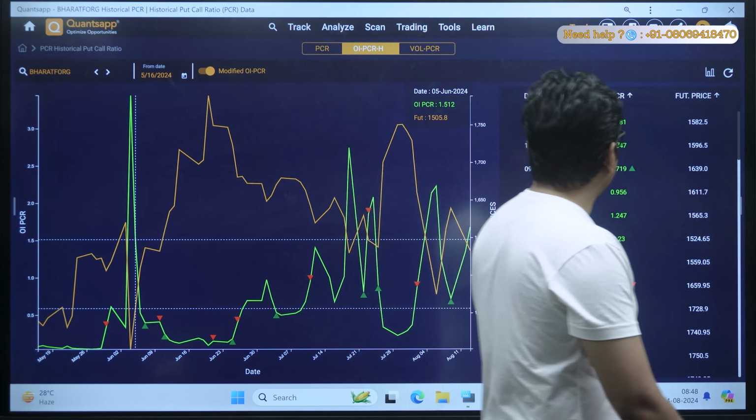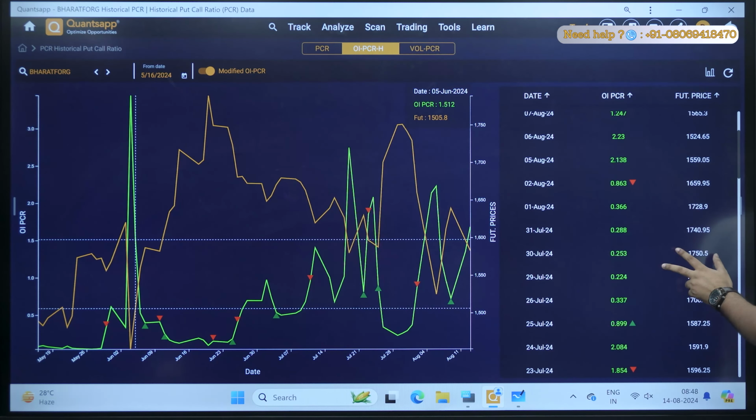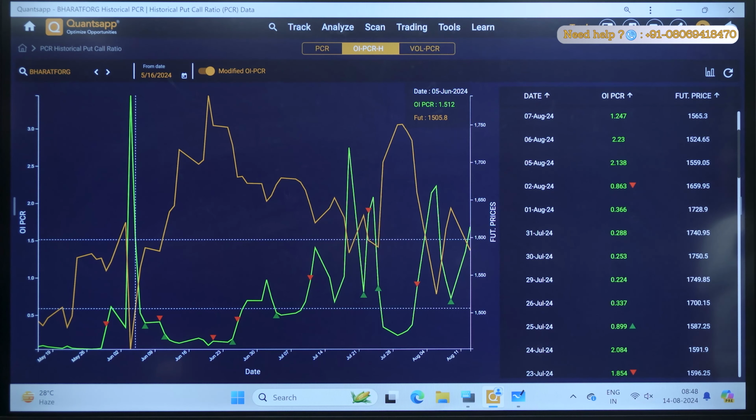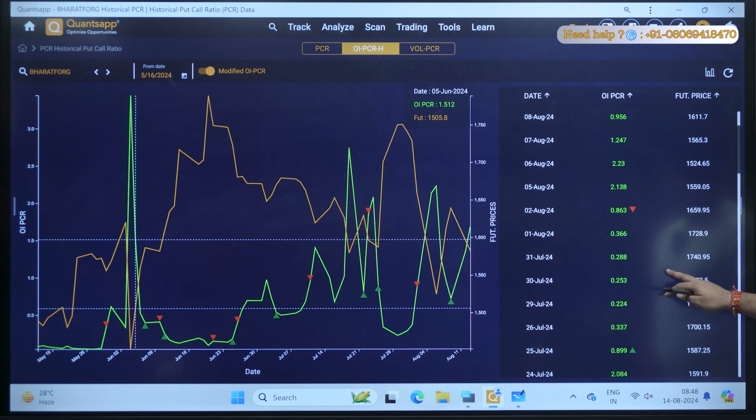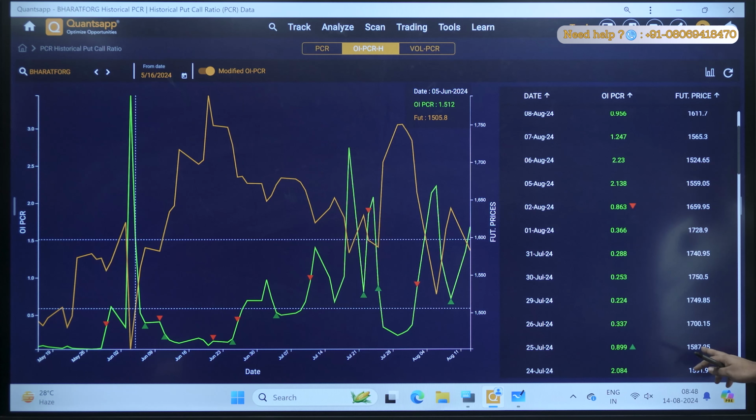You can see on the 25th July, an uptrend was generated, so there is a green triangle, and the price was 1587. On the 2nd August, a downtrend signal was generated, and the future price is 1659. From 1659 it went to 1524 on the 6th of August. Similarly, on the 25th July, the price was 1587, and it made a high of 1750, then again came down.